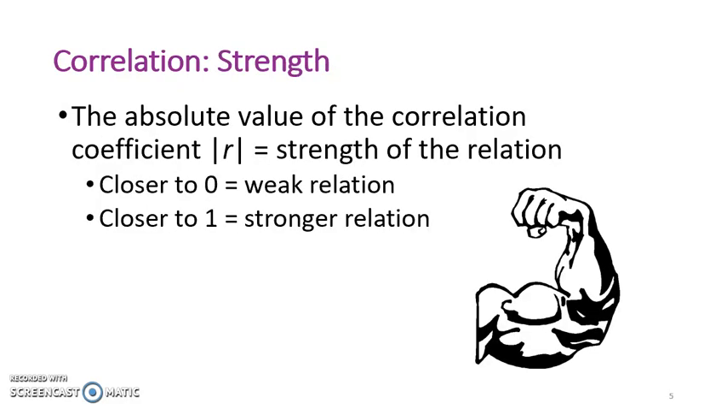In addition to the direction, the correlation coefficient also tells us about the strength of the relation. A correlation coefficient closer to 0 tells us there's a weak relation between the variables. A correlation coefficient closer to 1 tells us there's a stronger relation between the variables.